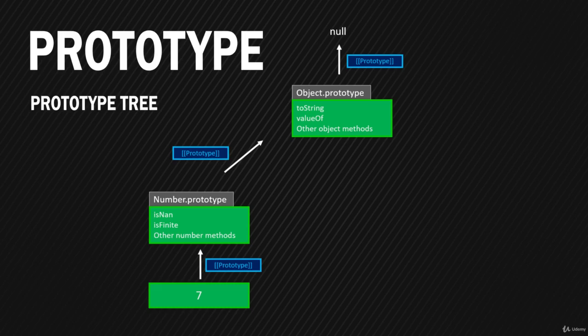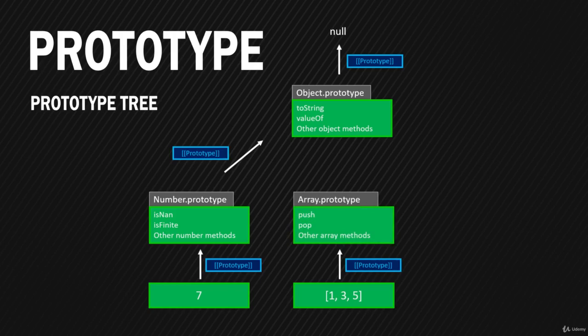Let's now look at an array. Let's say we have an array of 1, 3, and 5. What is its __proto__ going to point to? That's right, it's going to point to the Array prototype. And that's why we have methods such as push, pop, and other methods, because it's all attached into that prototype. And what about the Array prototype? What is its __proto__ going to be? Correct, it's going to be the Object prototype.